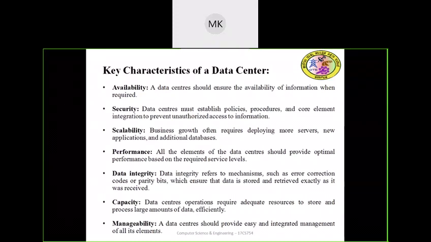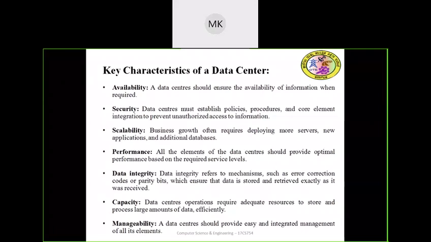Performance. All the elements of the data center should provide optimal performance based on the required service level. If the number of users increases, the performance should also be better and better. Data integrity. Data integrity refers to mechanisms such as error correction code or parity bits, which ensure that data is stored and retrieved exactly as it was received.